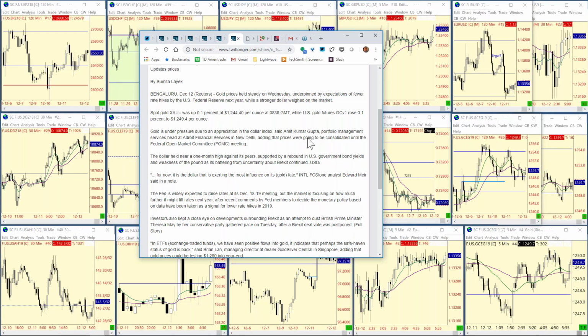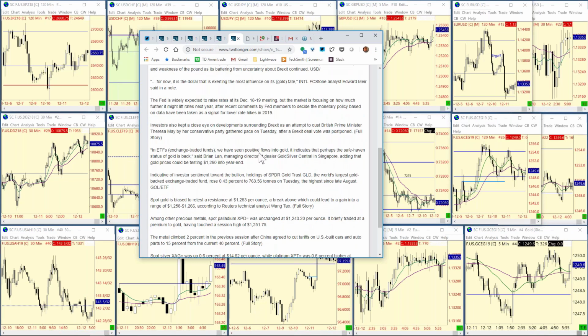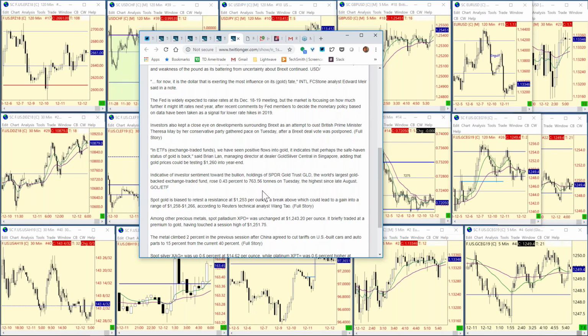Investors also kept a close eye on developments surrounding Brexit, as an attempt to oust British Prime Minister Theresa May was held by the Conservative Party. ETF funds have been seeing positive inflows into gold. It indicates that perhaps the safe haven status of gold is back, indicative of investor sentiment toward the bullion. Holdings of SPDR Gold, the world's largest gold trust, rose 4.3 tenths to 763.56 tons.